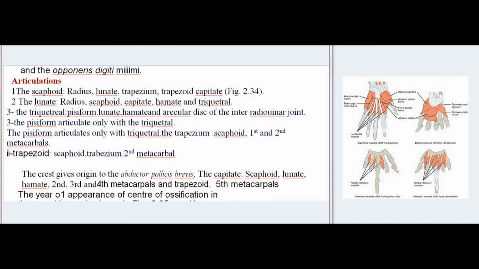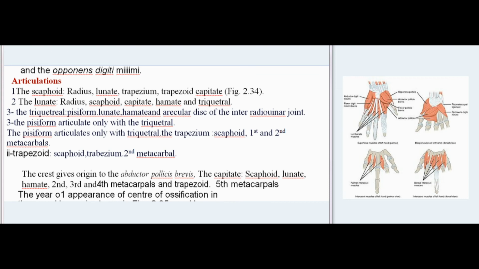Articulations. 1. The scaphoid articulates with the radius, lunate, trapezium, trapezoid, and capitate, Fig 2.34. 2. The lunate articulates with the radius, scaphoid, capitate, hamate, and triquetral. 3. The triquetral articulates with the pisiform, lunate, hamate, and the articular disc of the inferior radioulnar joint. The pisiform articulates only with the triquetral.